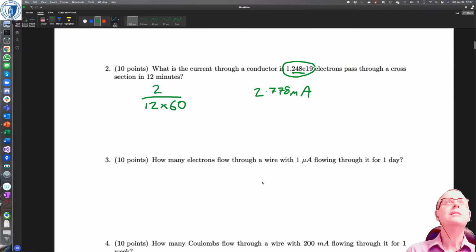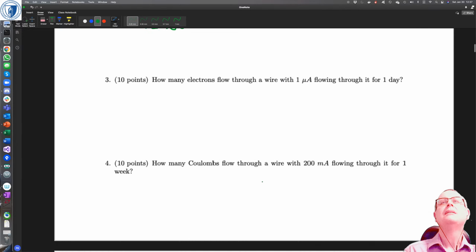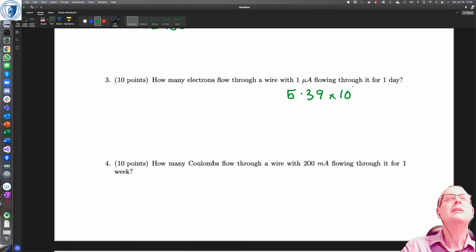So, group 3, you've got an answer for how many electrons flow through a wire with 1 microamp flowing through it for a day. So I got 5.39 times 10 to the 17 electrons. 5.39 by 10 to the 17 electrons, okay?